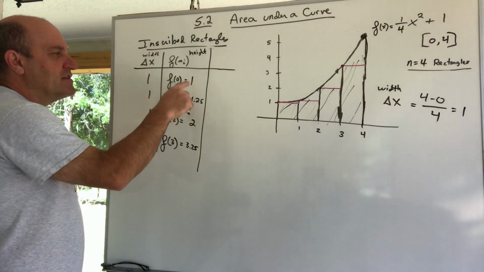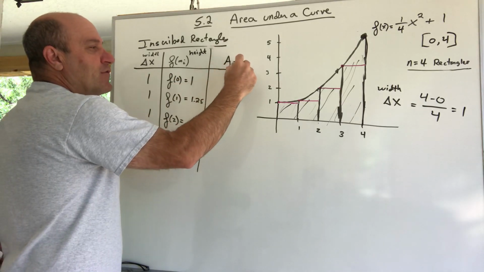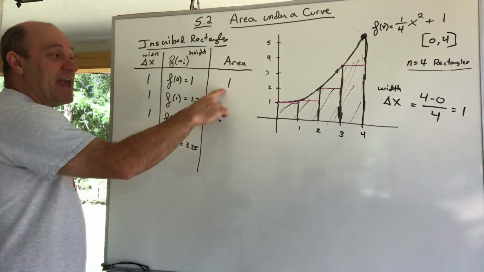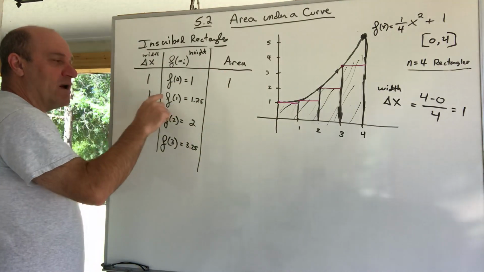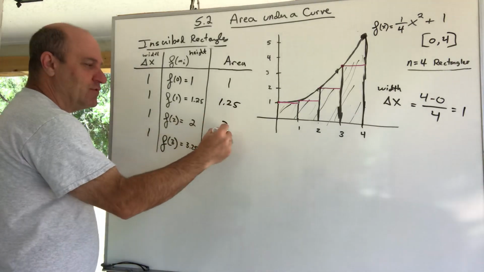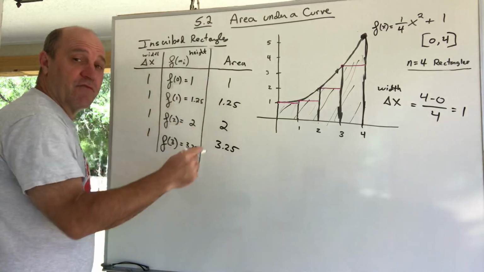There's the width, there's the height. When you multiply width times height, you get area. So over here, I'm making a little chart for my area. 1 times 1 is 1. That's the area of the first rectangle. 1 times this is 1. That's the area of the next rectangle. That's a 2. 1 times this is 3.25. There's the areas of the 4 rectangles.